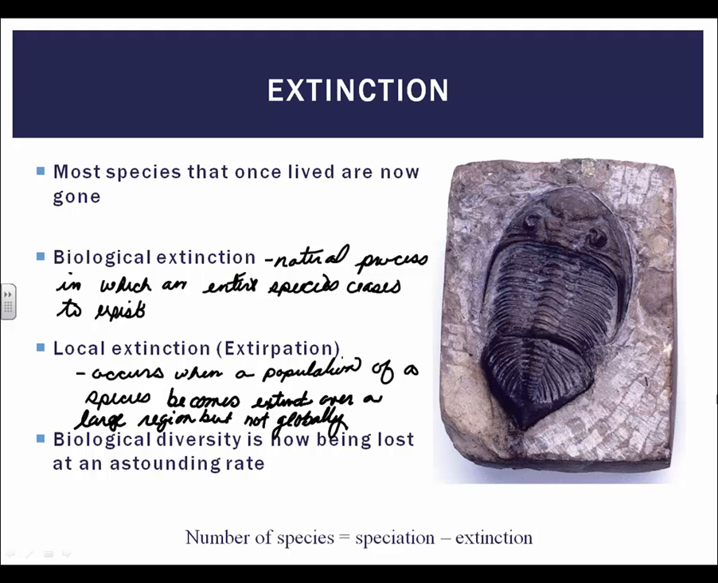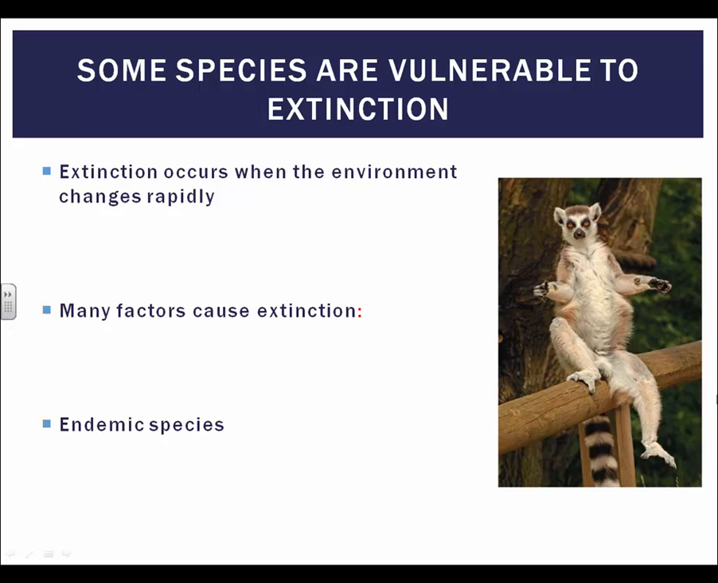So biological diversity is now being lost at an astounding rate. This loss of species is irreversible. Once they're gone, they're gone. So here we see the number of species is basically extinction subtracted from something called speciation. All right, what species are more vulnerable to extinction? So here, extinction occurs when the environment changes rapidly. Natural selection can't keep up, so species can't adapt.